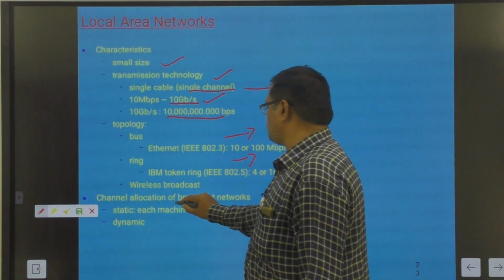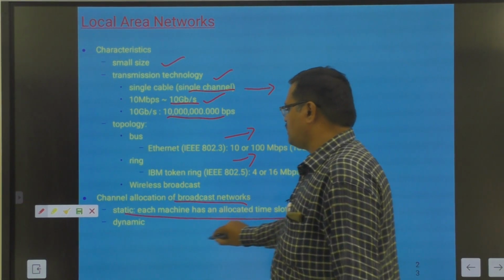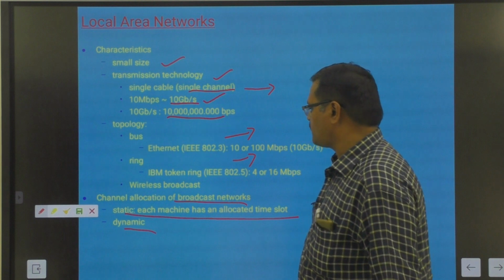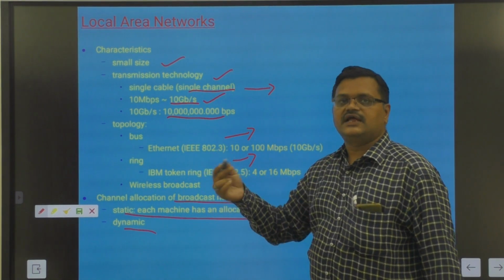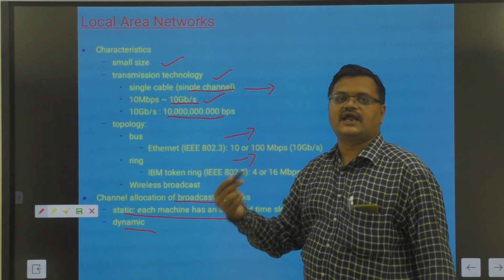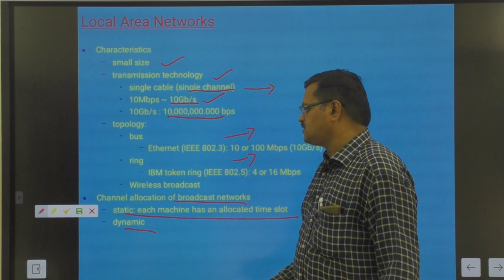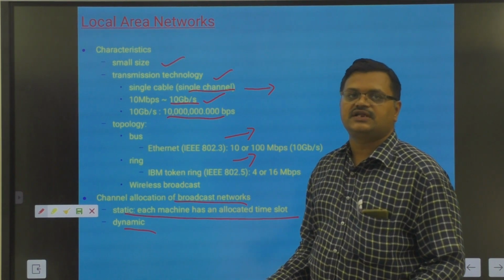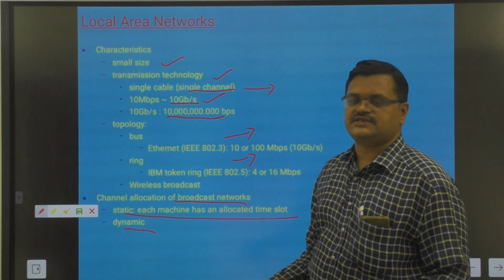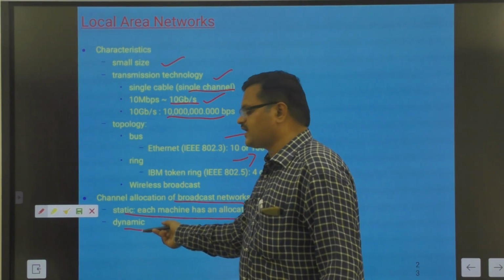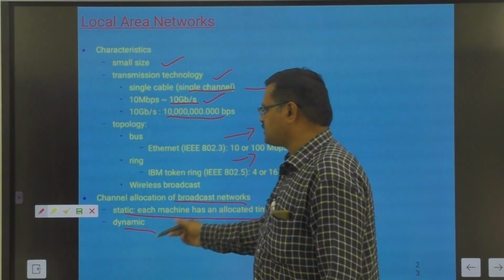And channel allocation of broadcast networks, whether it will be static, where each channel is allocated a time slot, or dynamic. That means in round robin fashion, every system in the channel will get access to the channel in round robin fashion. So that is nothing but static allocation. What happens if a particular machine is not up, that means down at that time? Then the time slot is wasted. That type of situation does not arise in dynamic, so only those which are required will be allocated at runtime. That is nothing but dynamic.